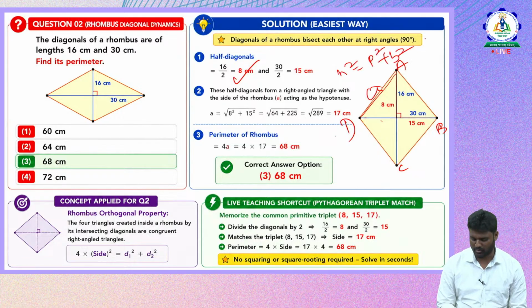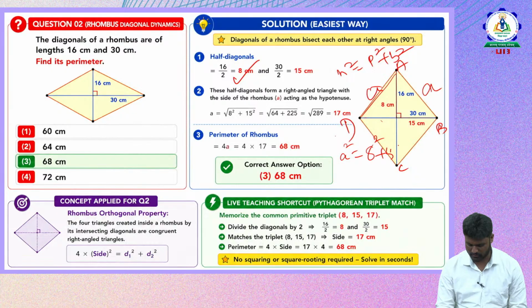Okay, so we have both the values here. Let us take one example. Because all the triangles are equal here, let us take one triangle and try to find the hypotenuse. Where h square is equal to, that means a square, equal to p square plus b square, directly applying the values. A square is equal to 8 square plus 15 square. So A is equal to the root of 8 square plus 15 square.